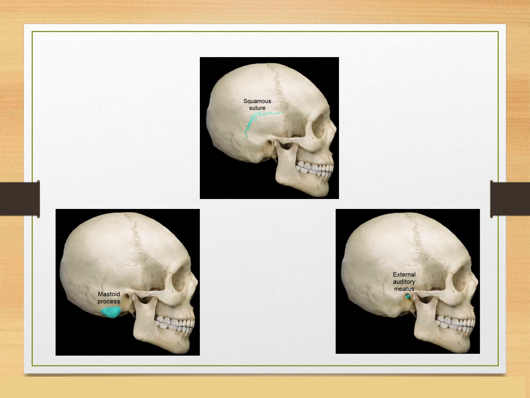So you can see it's highlighted in the upper middle image here. This slide also shows you the mastoid process, which you can feel is like a bump behind your ear. And you can see the external auditory meatus. Meatus is a term that means opening.